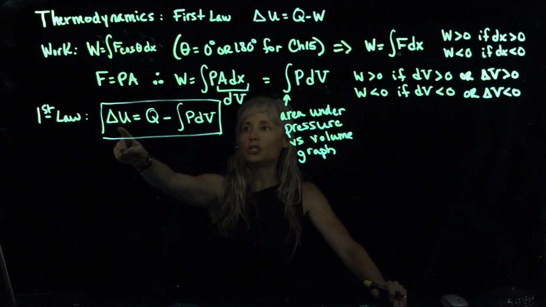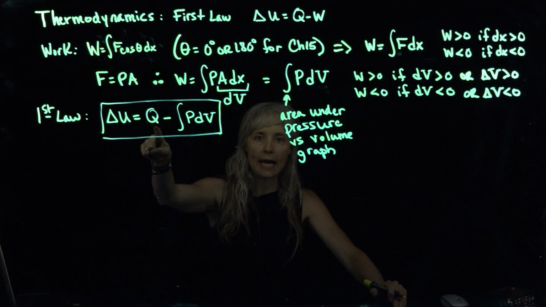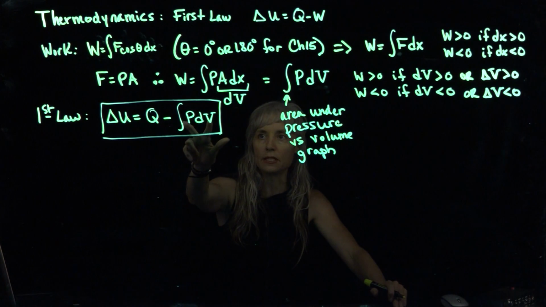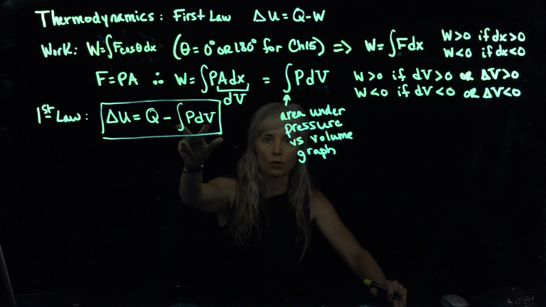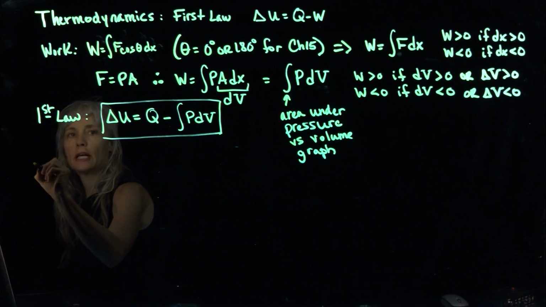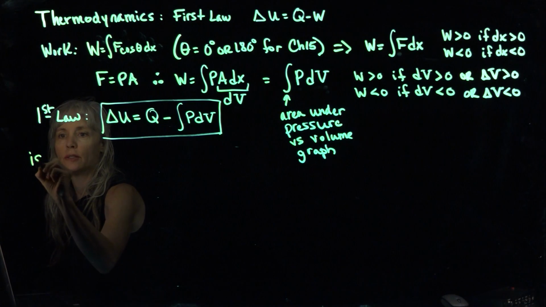So it says the change in internal energy is equal to the heat added to the system minus the work done. The work done by the system can be found as the area under the pressure versus volume graph. All right. So several different types of processes that we want to consider.